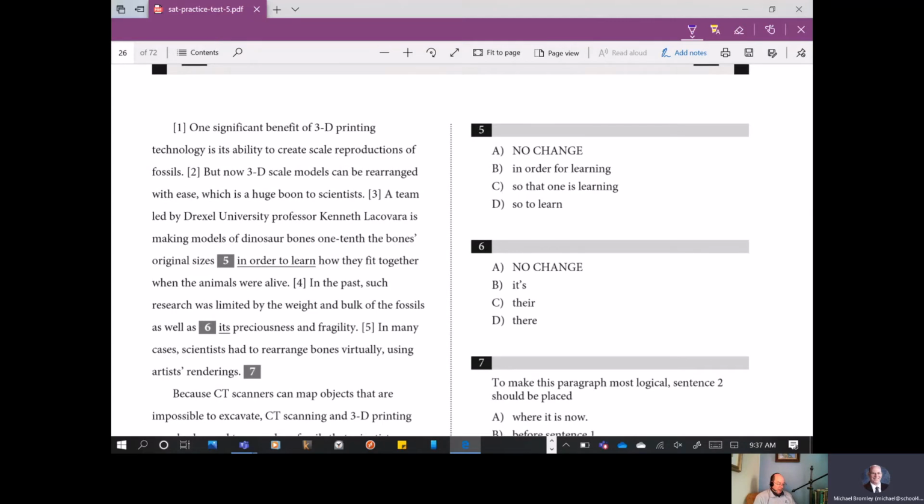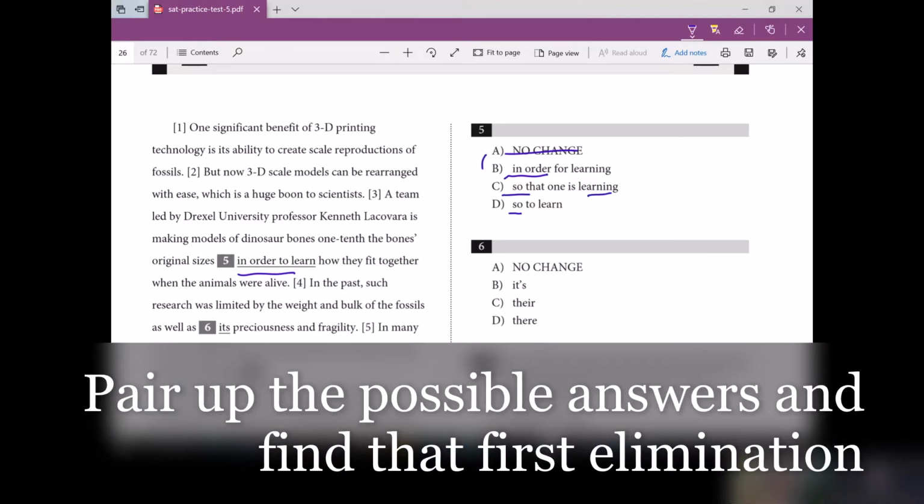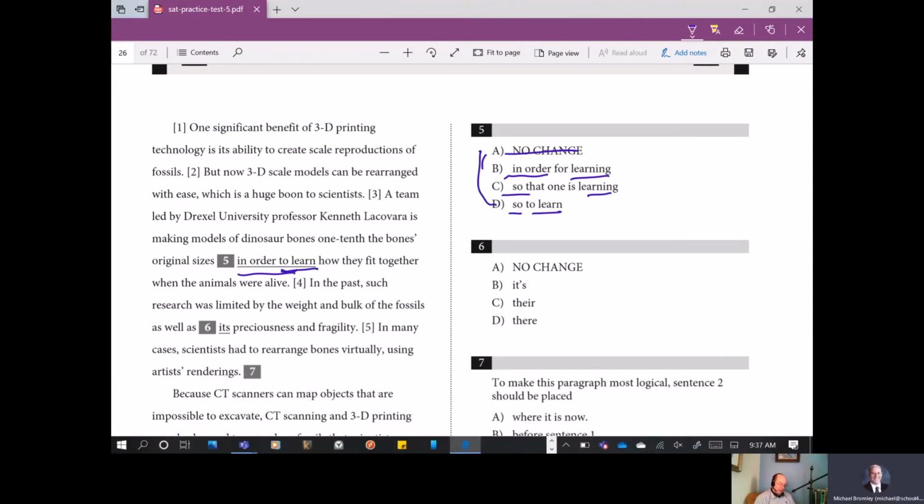Okay, here's an interesting one here. We've got down here, in order to learn. I'm not going to retype it up here, but I'm looking at the options: in order to learn, in order for learning, in order to, so that, and so to learn. So I see learning. Always look for how the possible answers are similar and how they're distinct. When I see this, I want to go back to the sentence and I see two verb forms. I've got in order to learn, the infinitive to learn. So these two are kind of the same, and these two are kind of the same with learning. So let's eliminate between to learn or learning.